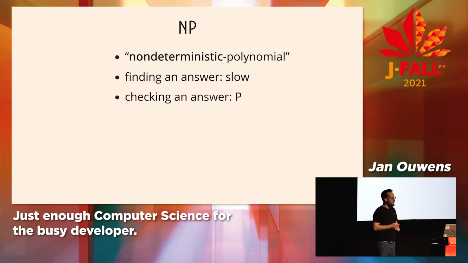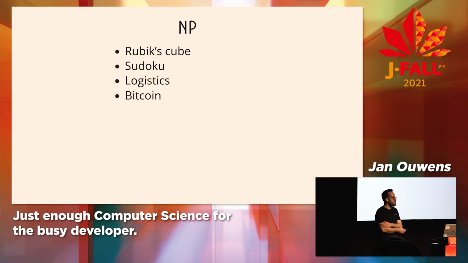So this is a thing called NP, non-deterministic polynomial. You can forget about that word immediately, but it means all of the problems where finding an answer is very slow, but if you have an answer and you want to check it, that is very fast. And this comes up in practice a lot, like solving a Rubik's Cube or doing logistics for a big supermarket. And even parts of Bitcoin are NP.